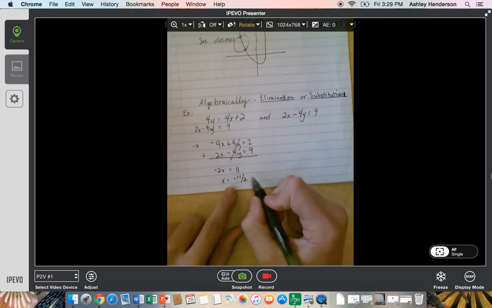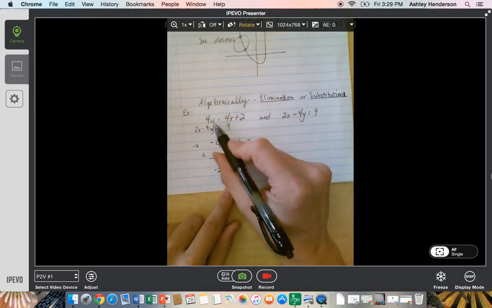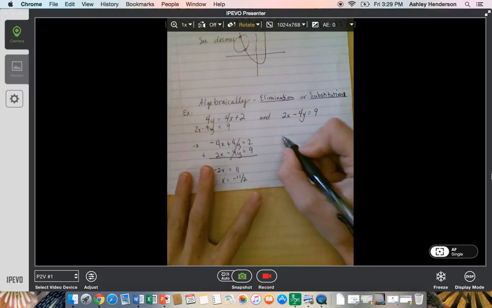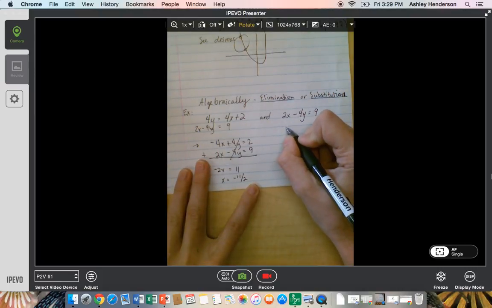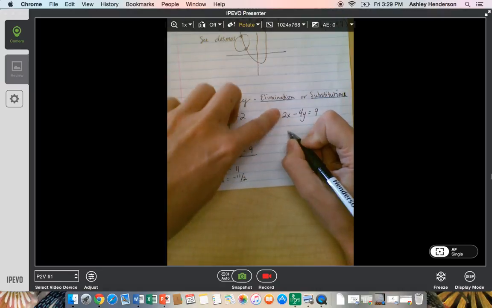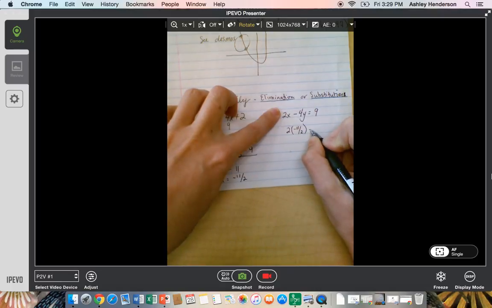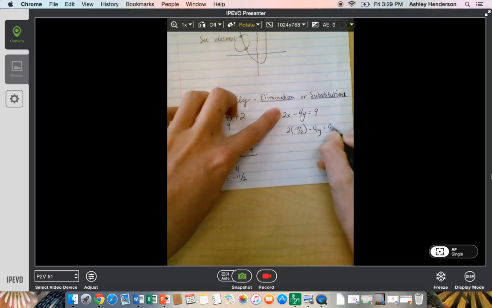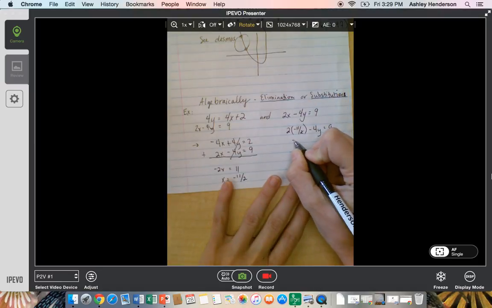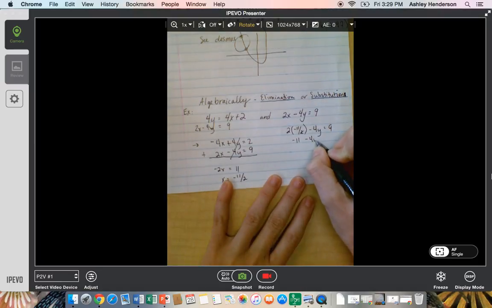So I have to come back in here and plug this into either one of the equations. It doesn't matter which one you choose. Well, I'm going to do this one. 2 times -11 over 2 minus 4y equals 9. Let's reduce. -11 minus 4y equals 9. Add it over. -4y equals 20 and y equals -5.